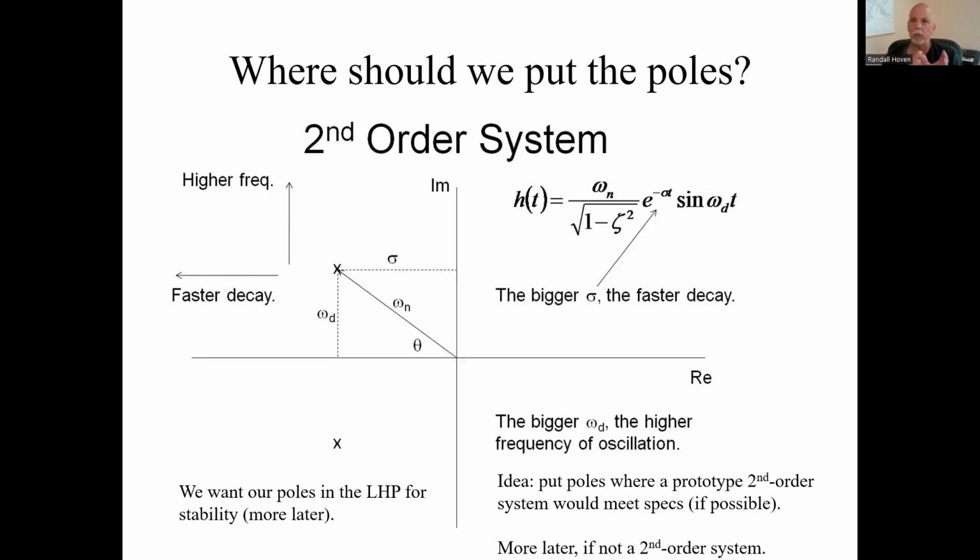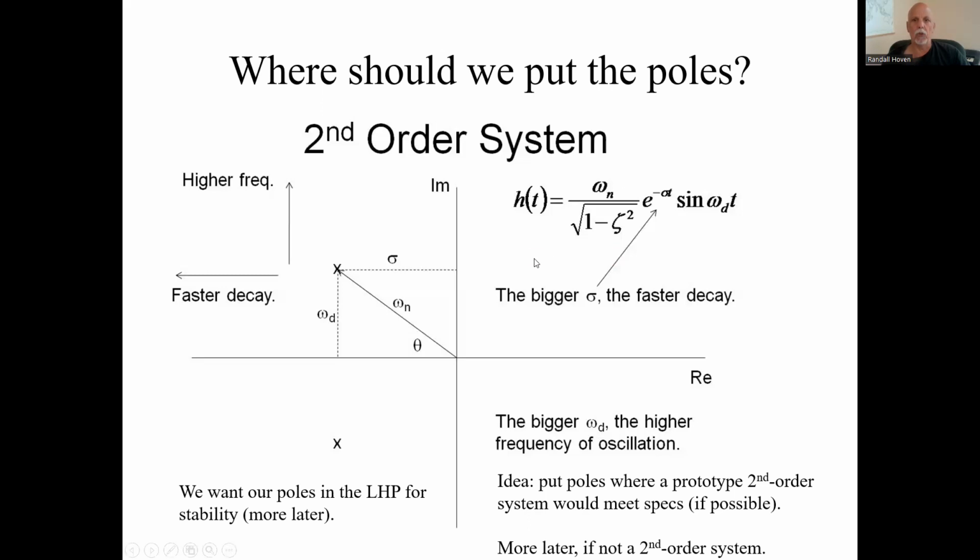And we're going to base the pole placement on a prototype second order system. We'll talk about if your system is not really a prototype second order system, how to deal with those approximations. But as the first cut, we use the second order system as first cut of where we want the poles to be.